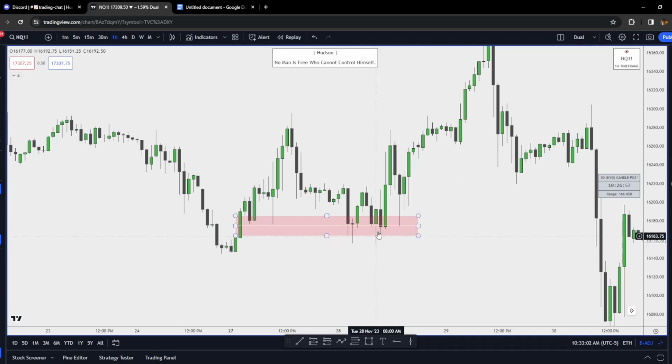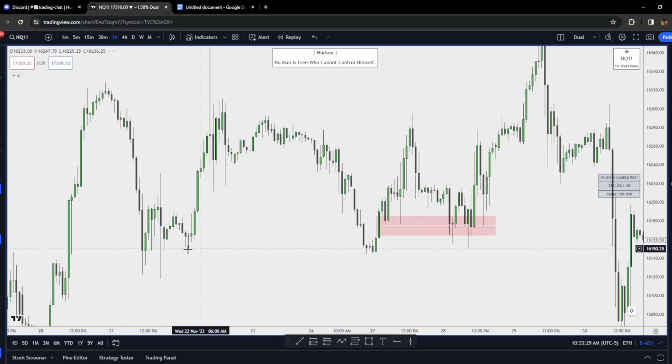It just means that wicks are doing damage, and then bodies tell the story, right? ICT said it himself. Bodies tell the story, wicks do the damage. So if you get wicked out, it does not mean you are incorrect. It just means that you have gotten stop run and then it continues. So look for a re-entry if it continues to hold. If we closed below this, yes, this now becomes the draw, which probably would have already been hit. But then we can look for these lows, these lows.